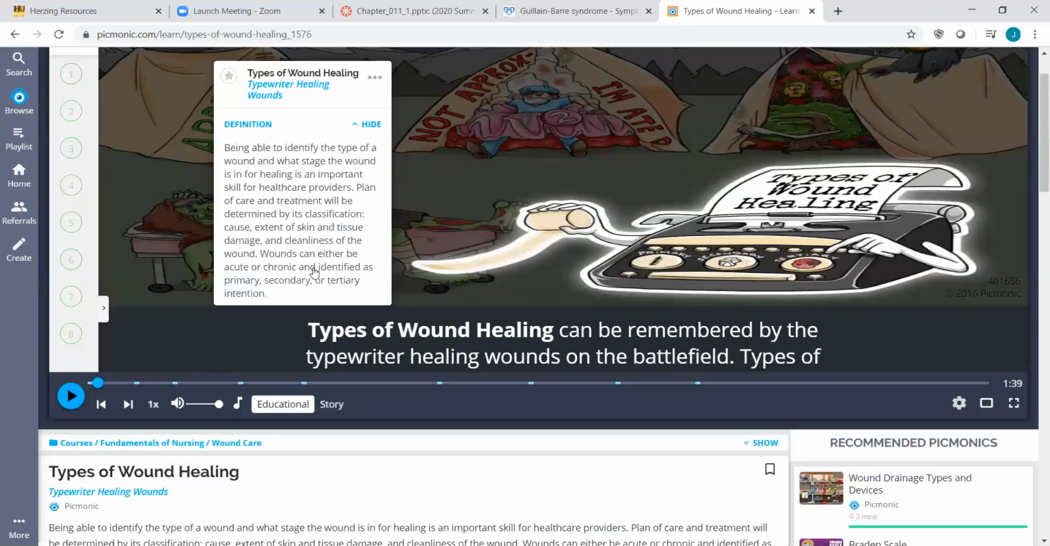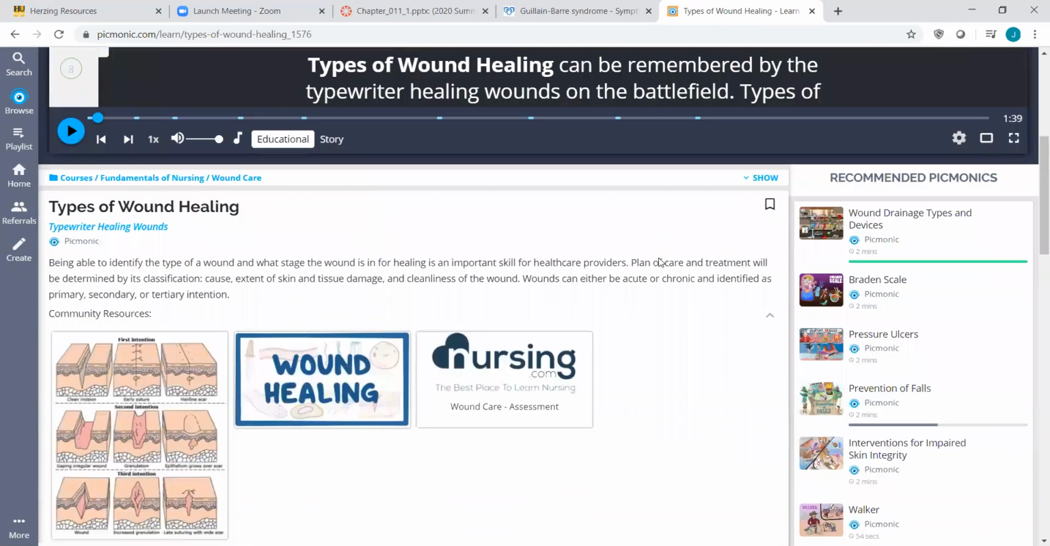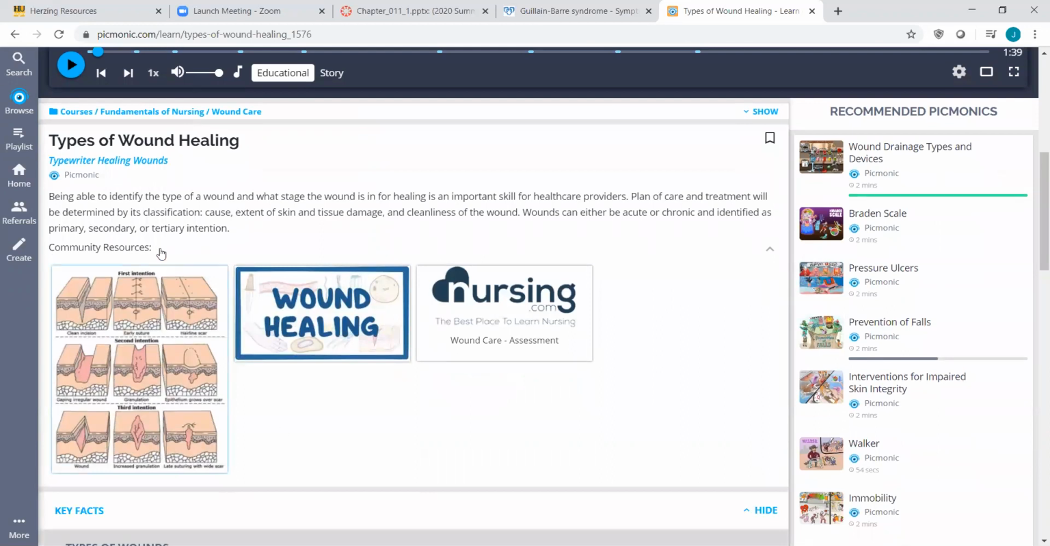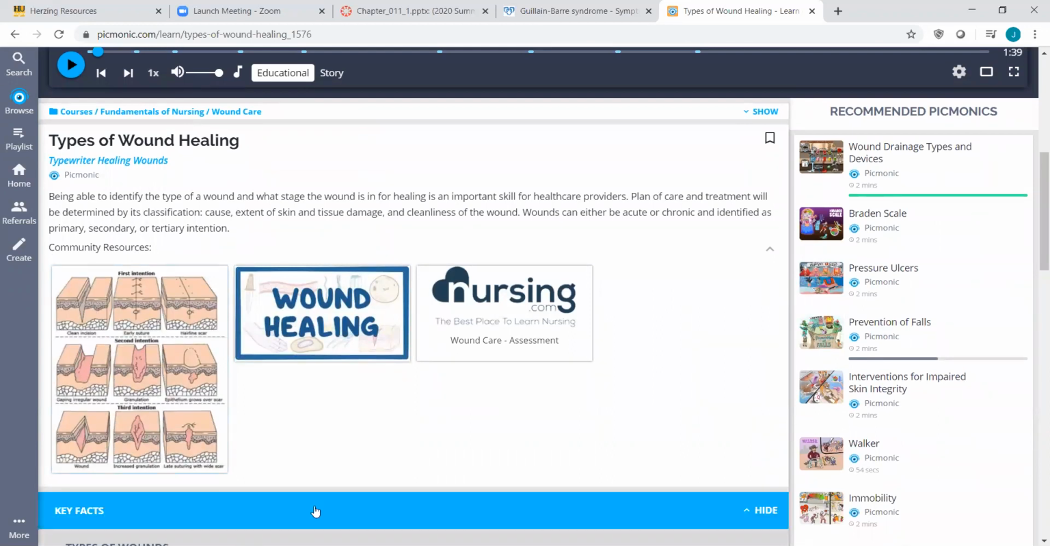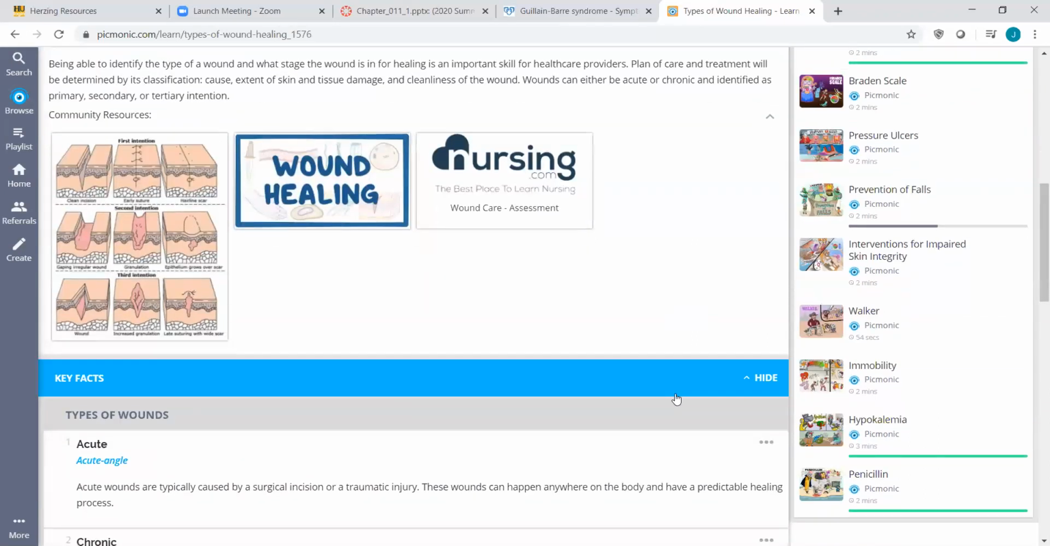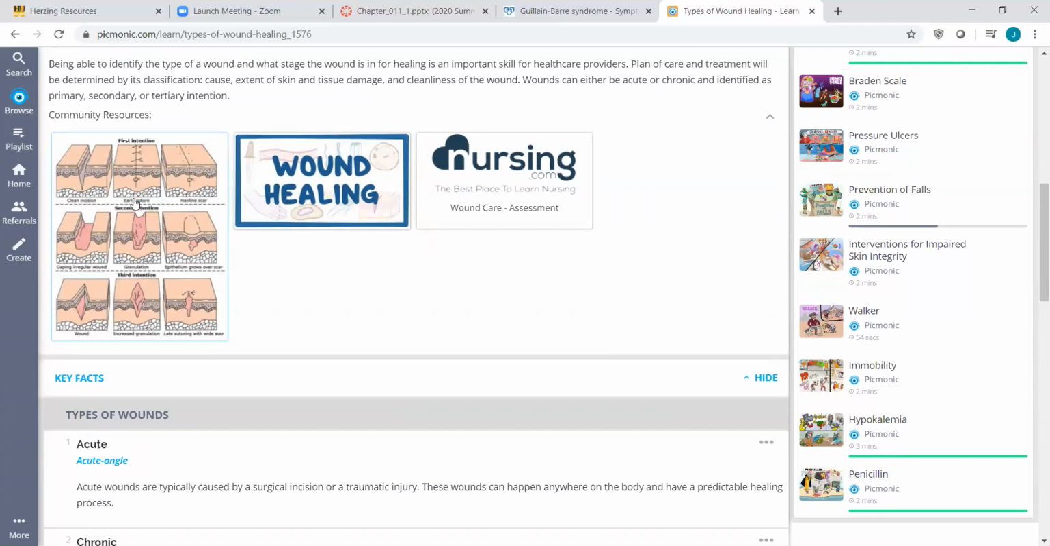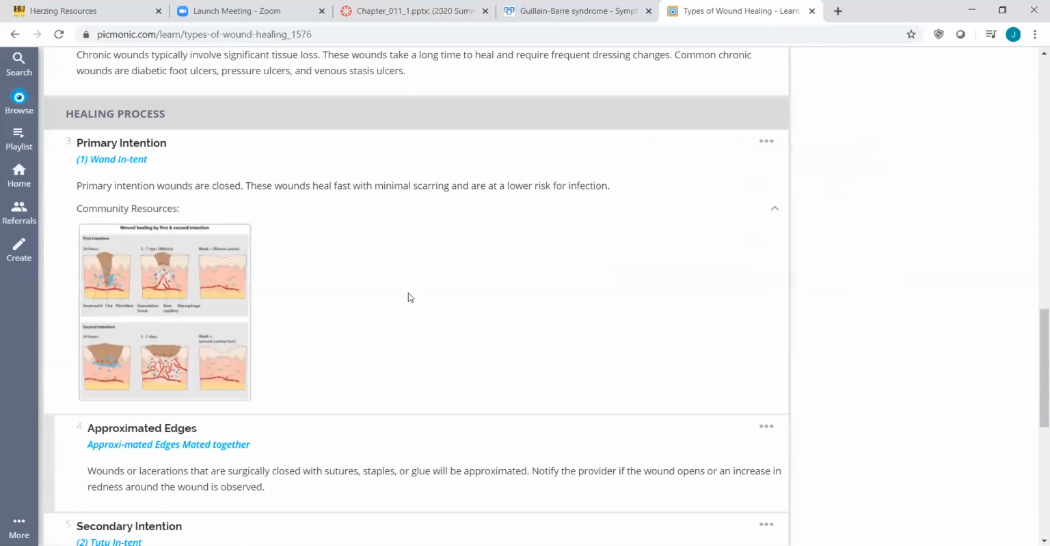Even if you don't like Picmonic and you don't like to listen to these things up top, I think these things at the bottom are kind of beneficial. It does show you the difference between the different kinds. So remember, primary intention is going to be a wound where, say you get your appendix out or something, and they do an open procedure, and then you have sutures or staples that close up your incision. I don't know if you can see this picture up top, but it shows they make this incision and then they close it up. They have actual staples or sutures there. So that's well approximated. And then if you look down here, it says you have minimal scarring afterwards.